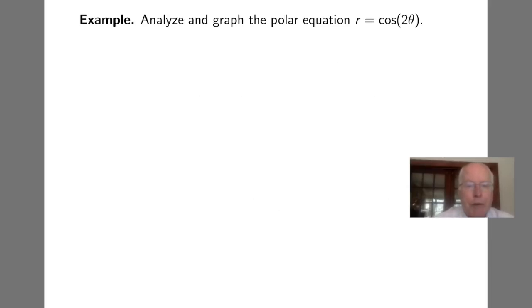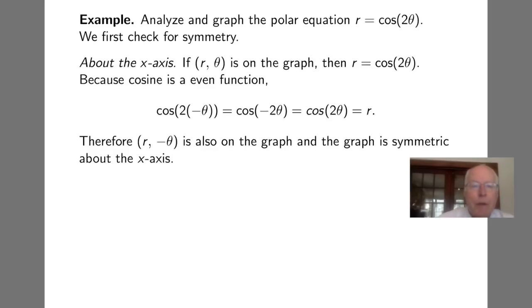Let's finish up with an example then, where we get to check for symmetry and look at our graphing techniques. We're going to analyze and graph the polar equation r equals cosine 2 theta. So we're first going to check for symmetry. Symmetry about the x-axis first.